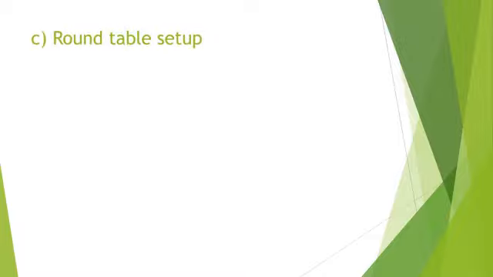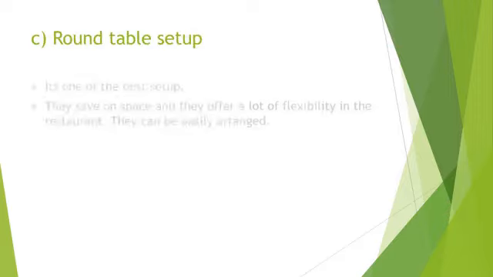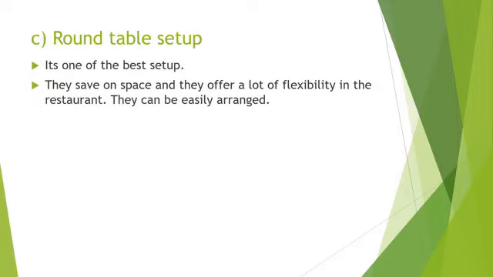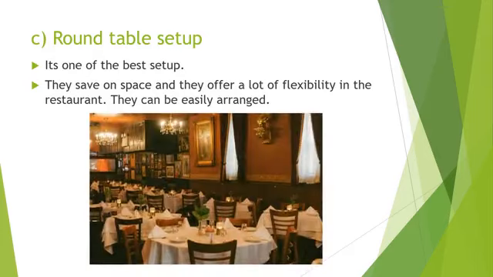So we have cafeteria or family style setup. It is a casual style dining that is common within the restaurants. They use large tables to accommodate many people. That's why it's called family style setup.